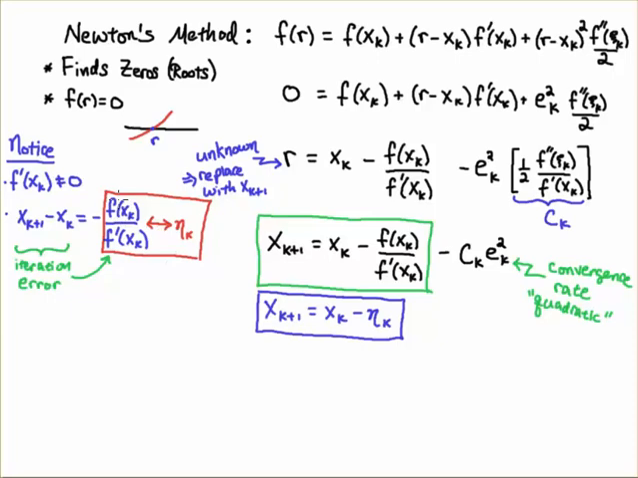We could call this ratio, let's say eta sub k, you can call it the iteration error, whatever you want. And you could think of Newton's method as the next guess is equal to the previous guess minus a little bit, a little nudge. And that gets you closer to the root. That's Newton's method in a nutshell. All right, in the next video, I'm going to take you through coding up Newton's method.